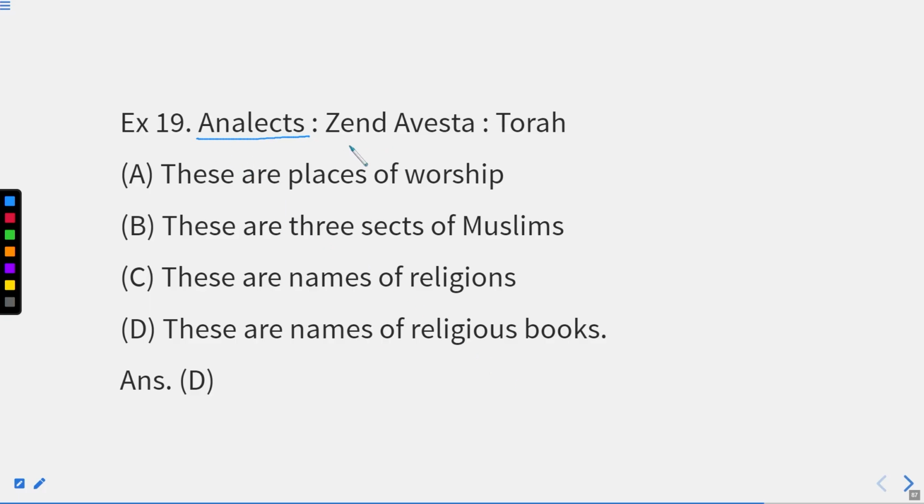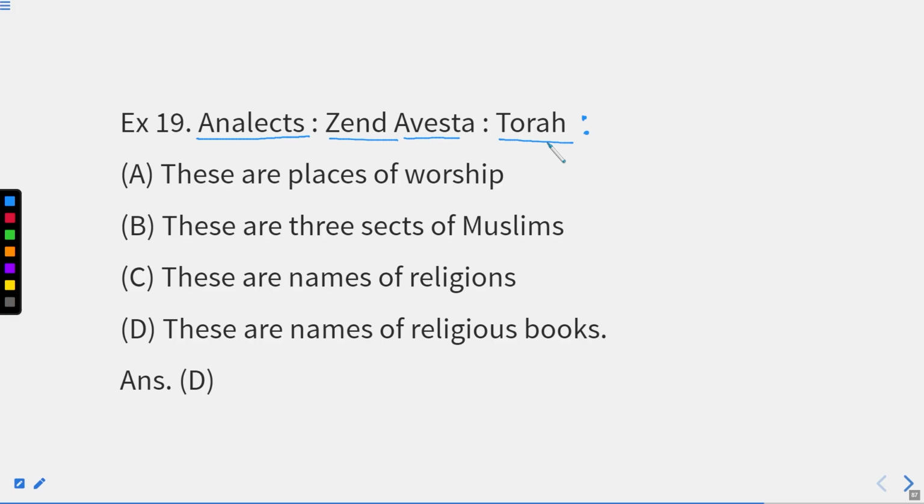Analects. Okay. The second word is Zend Avesta. The third word is Ahura. So, what exactly are these? For the students who do not have good general awareness, they find it a bit difficult, but they are not actually. What exactly are they then?